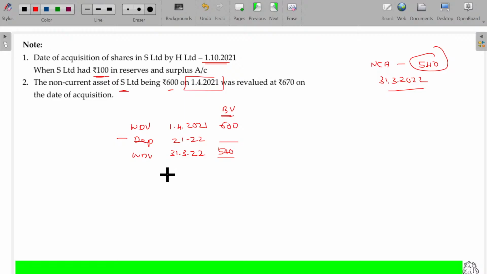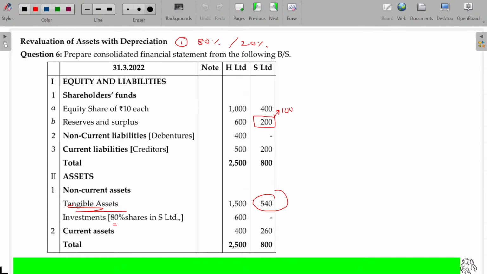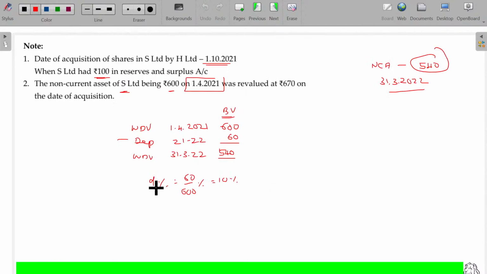So from this, it's very clear. Depreciation over the period is 60 rupees. Our depreciation percentage is 60 by 600, so 10% is the depreciation rate. So at year end we have the value of 540. At year beginning the value of the asset was 600. Over one year's period it lost its value by 60, which is nothing but depreciation. So 600 becomes 540, of 600, 10% being the depreciation. Is that clear?